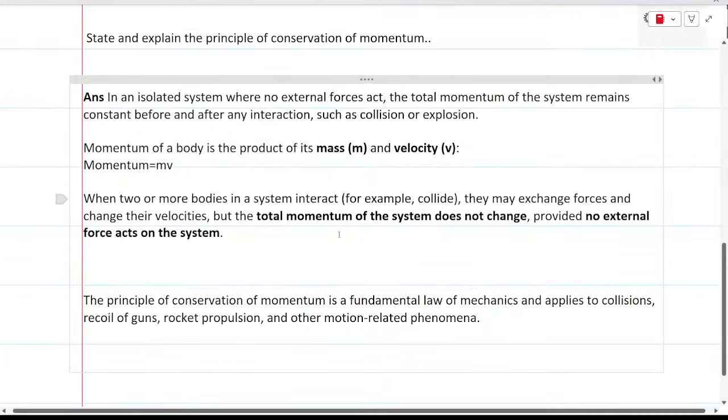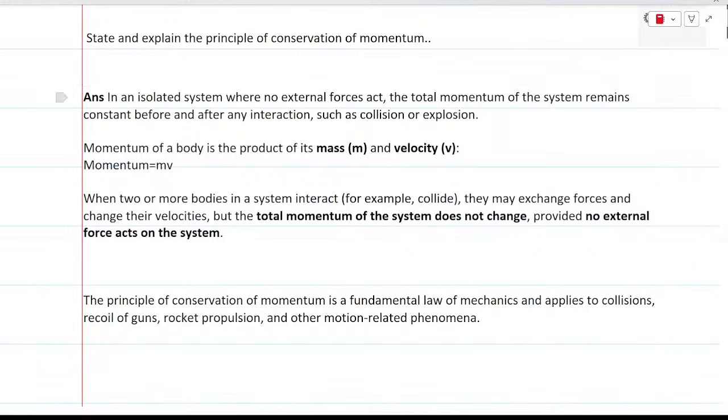State and explain the principle of conservation of momentum. So here the statement is, in an isolated system when no external forces are acting, that means external forces are absent, the total momentum of the system remains constant before and after any interaction. That interaction could be in the form of collision or explosion or exchange of velocities. So here is the further explanation.